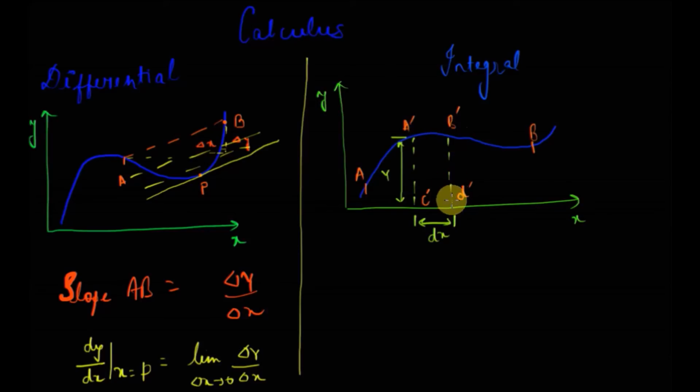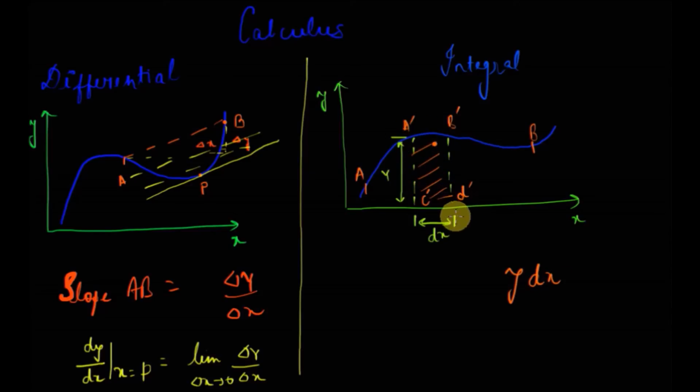So in a way, a dash, b dash, c dash, d dash, they form a rectangle. So the area of this rectangle will be what? It will be y times dx, right? This will be the area of rectangle a dash, b dash, c dash, d dash.